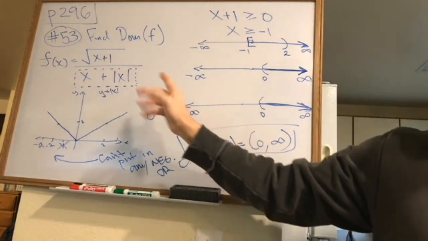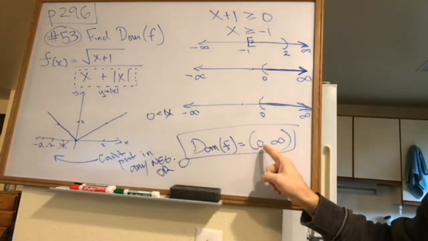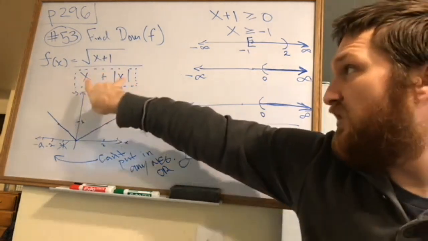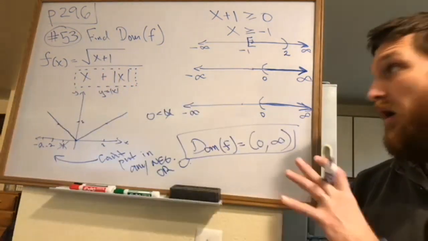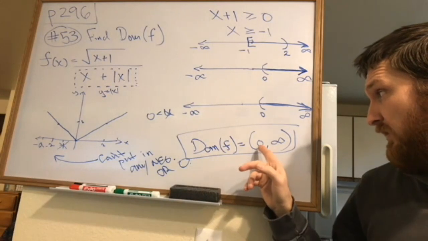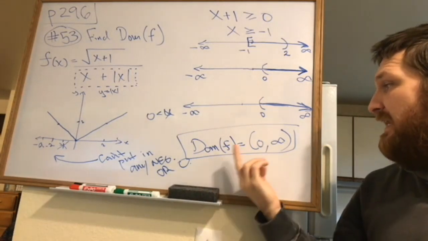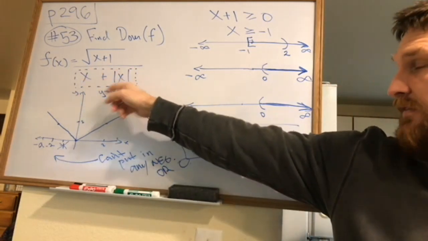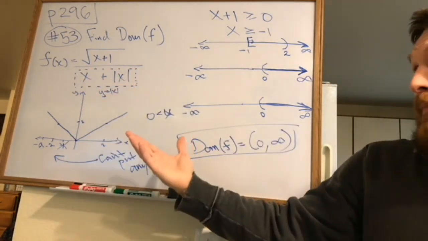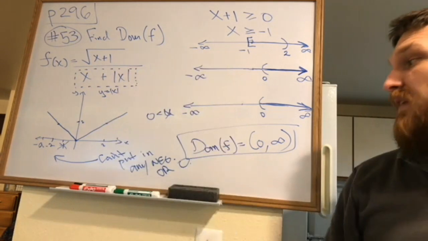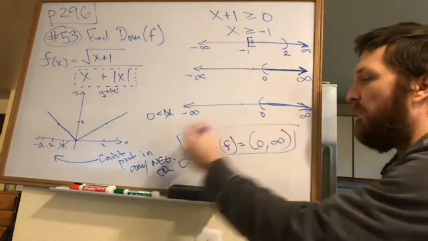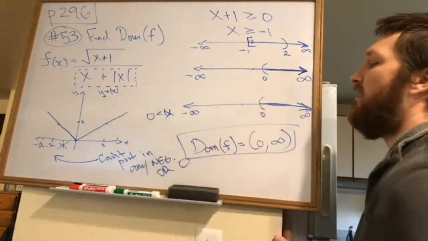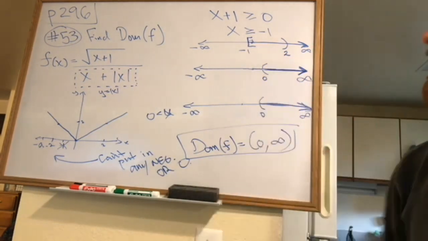Also, if I plugged in 0, I would have division by 0, but I'm not doing that because we're not including 0. Any positive number is a positive plus a positive. Both numbers will be bigger than 0, so I won't be dividing by 0. So I feel good about this answer right here, and that is the answer to number 53.